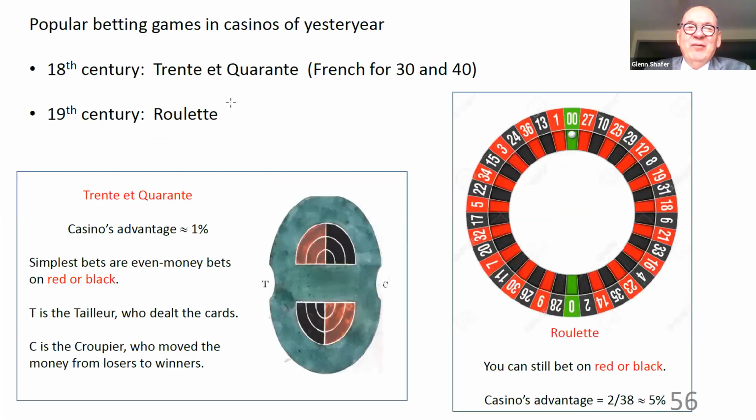So this is a little more fun. It's about actual betting. And this past year, in the spring, I was doing a lot of work studying betting games in casinos in the 19th century. There were two popular betting games. One, of course, was roulette, but roulette only came in around 1800.